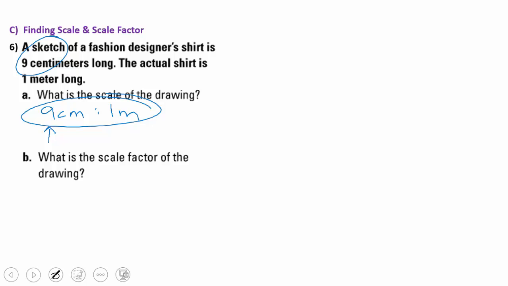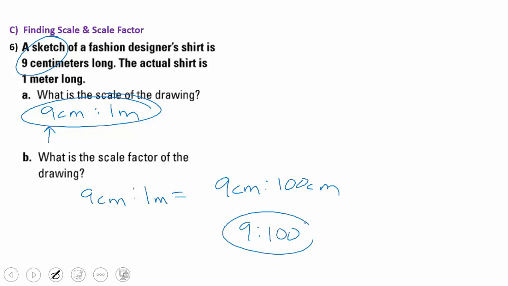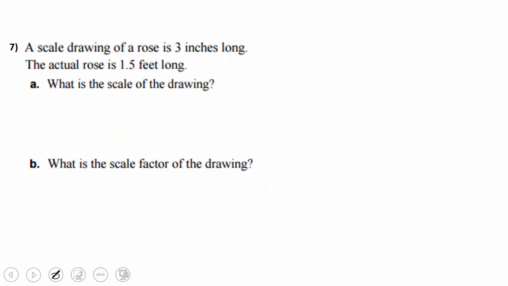What is the scale factor of this drawing? So 9 centimeters to 1 meter. Well, 1 meter is 100 centimeters. So I would go 9 centimeters to 100 centimeters, which is 9 to 100. So that is the scale factor. No units on scale factor. All right? Moving right along.